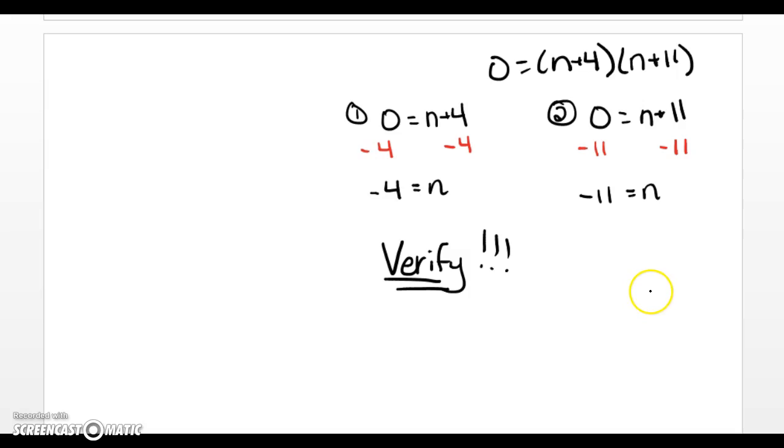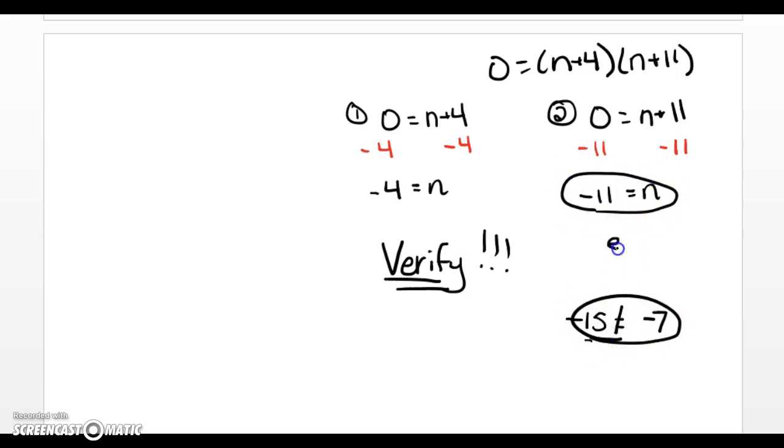Because what you would find if you were to verify, negative 4 would check out, but negative 11 would not verify properly. You would find that you'd have negative 15 is equal to negative 7, and that is not equal, which makes this negative 11 an extraneous root.